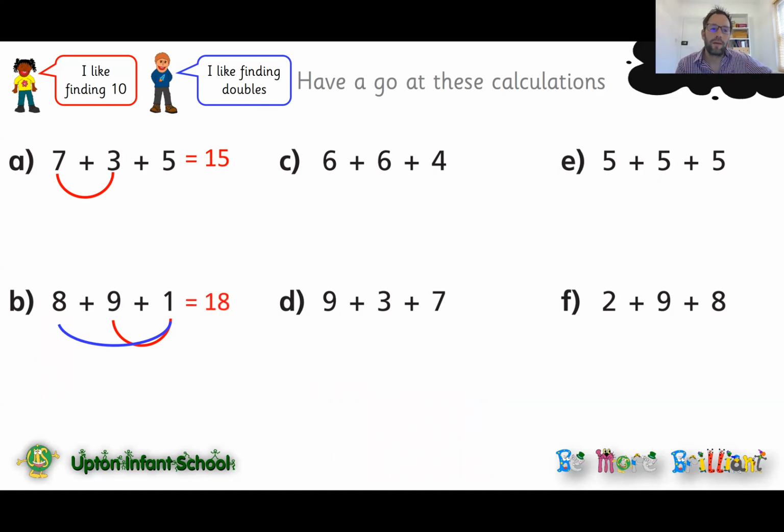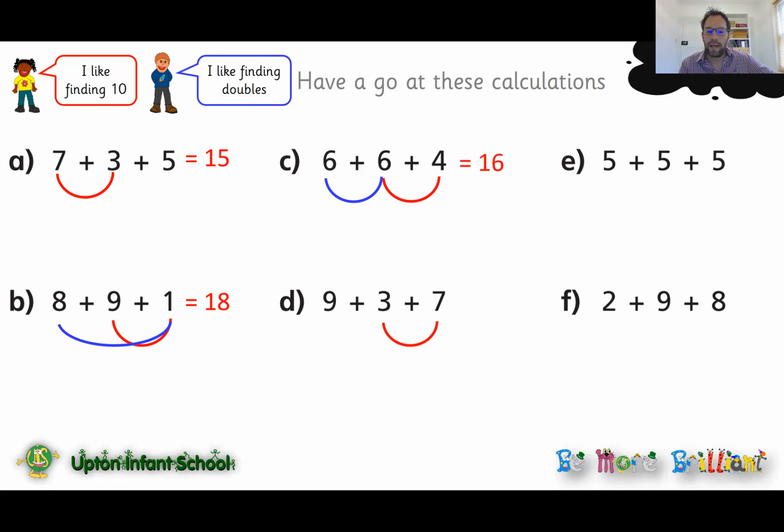Question C. Okay, Poppy's way. Can you find 10? Yeah, look at that. 6 and 4 is 10, and then 10 add 6 is 16. Can you use Walt's way of finding doubles? Look at that. Double 6 is 12. 12 add 4 is 16. Okay, question D. Can you make 10?